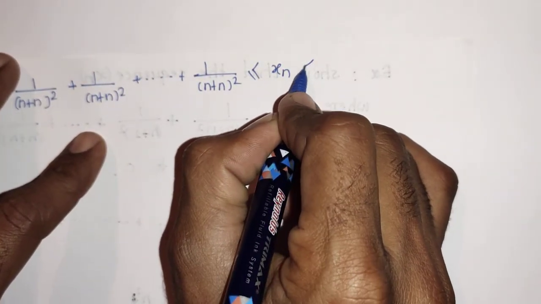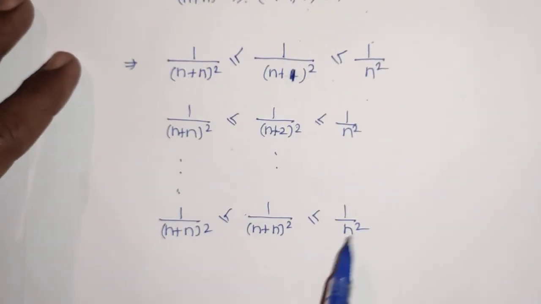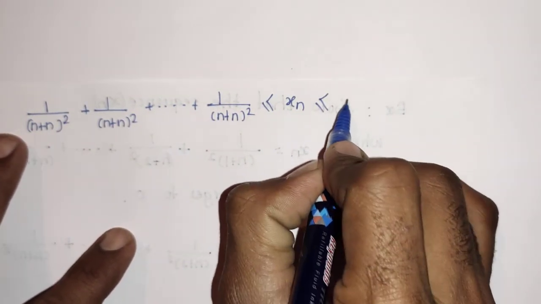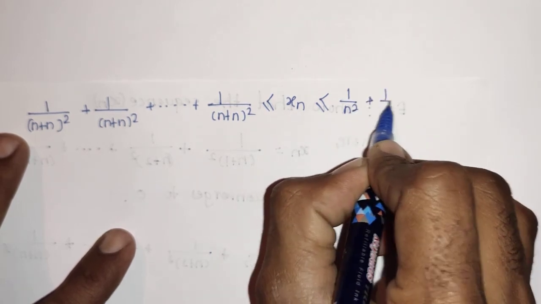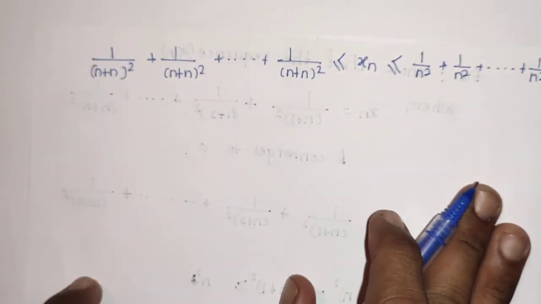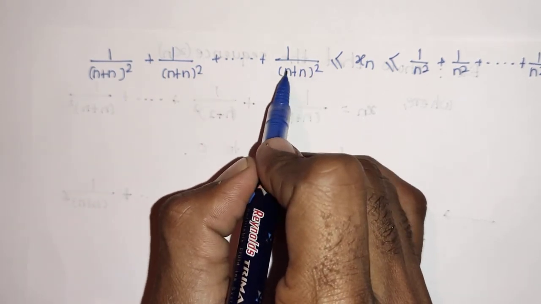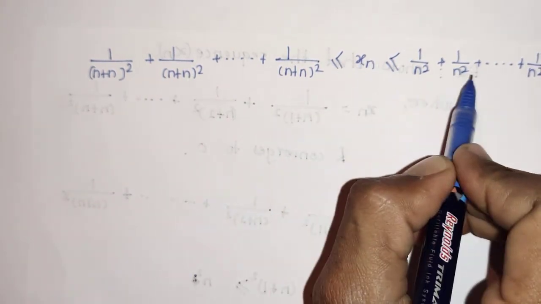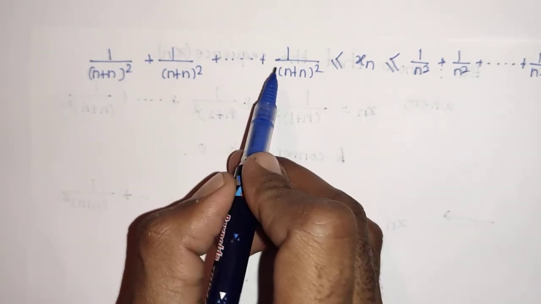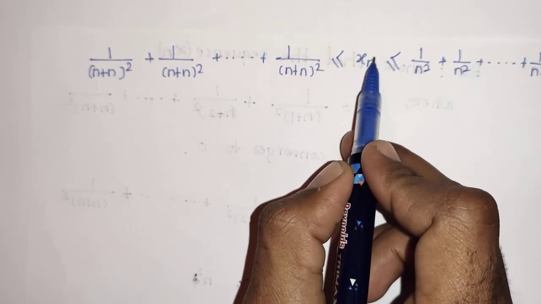So instead of the addition of all these numbers, we will just write xn is less than or equal to the addition of these numbers, that is 1 upon n^2 plus 1 upon n^2 plus up to 1 upon n^2. Now we get 1 upon (n+n)^2 plus up to 1 upon (n+n)^2 is less than or equal to xn, which is less than or equal to this. If the limits of these two sequences are equal, then that will be the limit of our xn by the squeeze theorem.